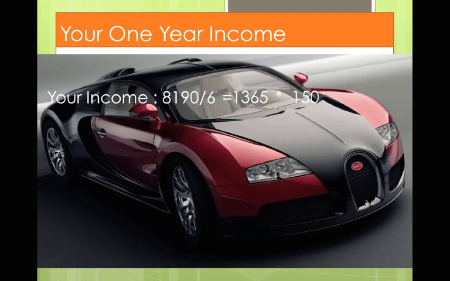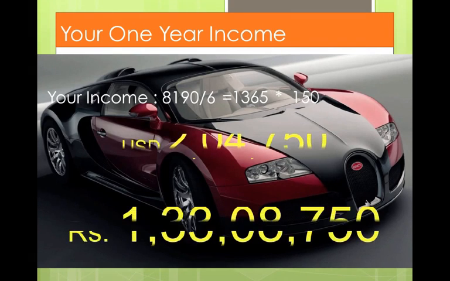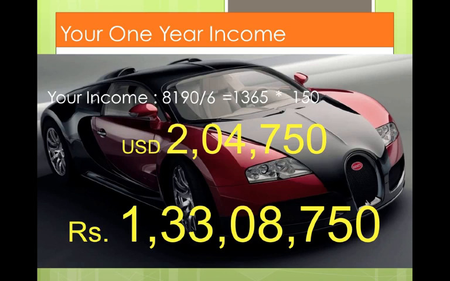I multiply this with $150. Then what's going to happen? The total income is $2,04,750. And at the current rate of 65, you're reading it very right, the figure is 1,33,08,750 rupees. Now this is huge. This is amazing. This is possible. This is practical. A lot of people have done way more than these figures.